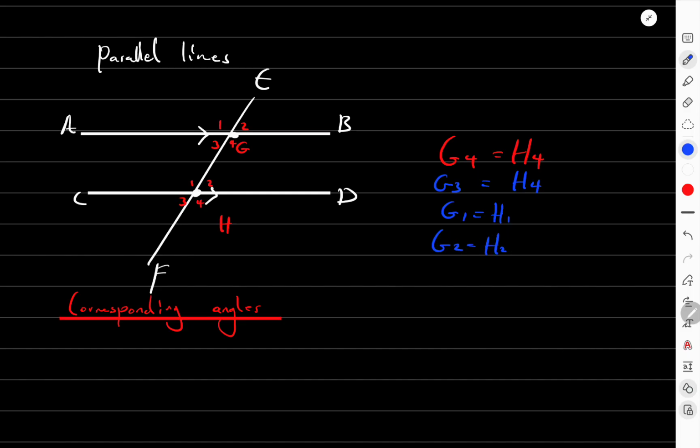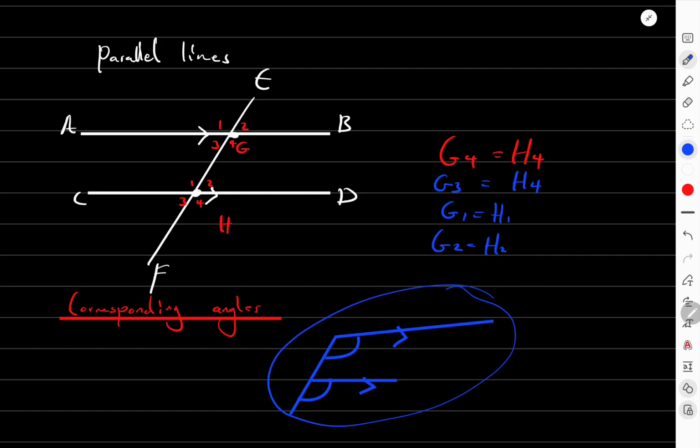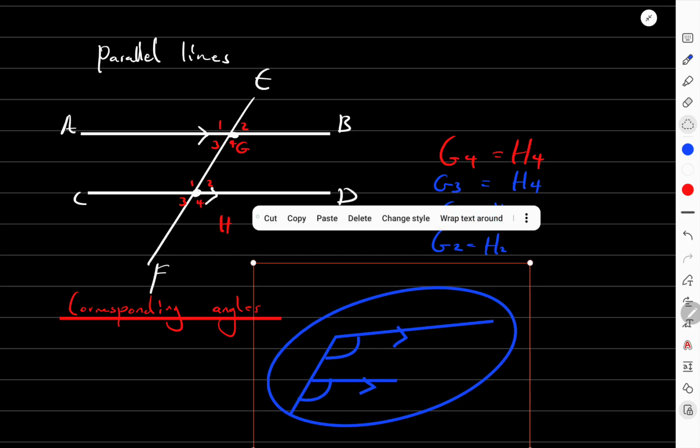Now, if you see a shape that appears like this, whereby these two lines are parallel, the angle that is found here and the angle that is found there are the same in magnitude. Those two angles are the same.